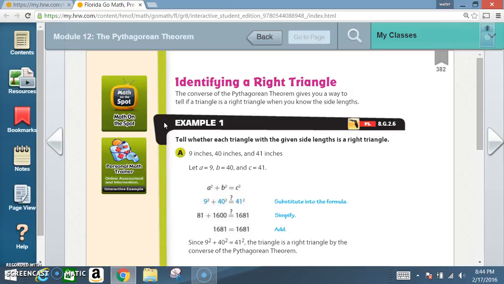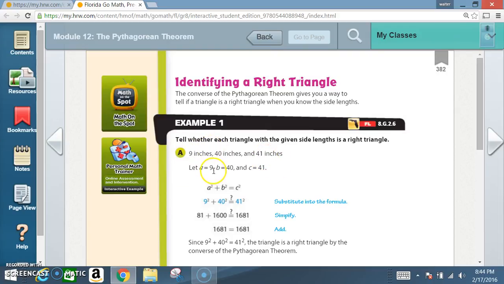Okay, let's continue with working with the converse of the Pythagorean theorem. All right, now we're in example 1 here, and we're going to do the same thing that we just saw in the video, different question. Tell whether each triangle with the given side lengths is a right triangle. A, 9 inches, 40 inches, and 41 inches. 3 sides to a triangle.